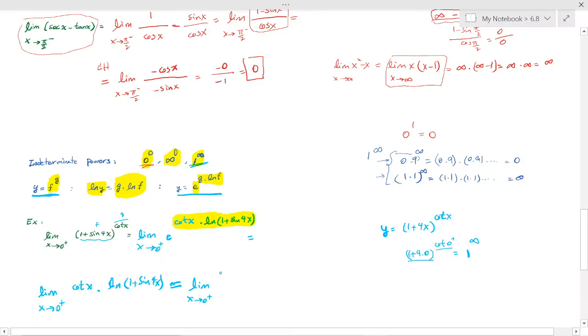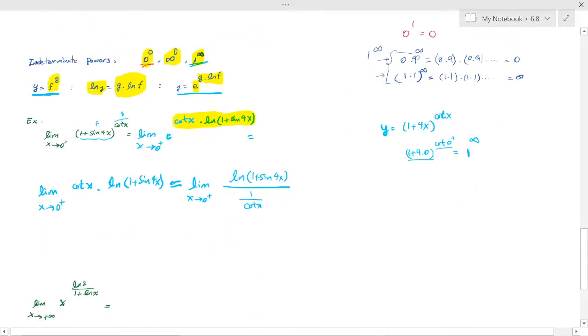As I mentioned above, if you're dealing with ln, keep the ln in the numerator. So ln of 1 plus sine 4x divided by 1 over cotangent x. Here's the good part. What is 1 divided by cotangent x? It is simply tangent x. So I can write the limit as x approaches 0 from the right side of ln of 1 plus sine 4x divided by tangent x.